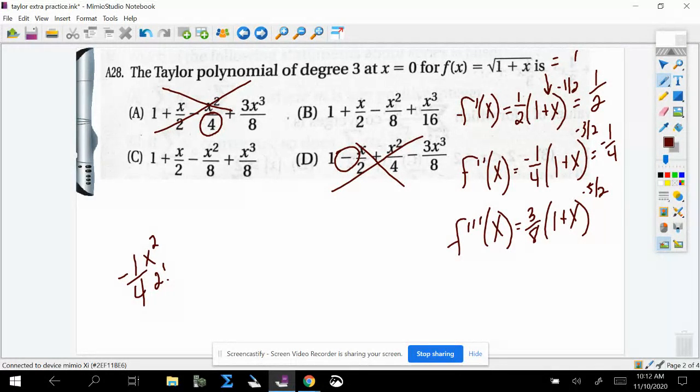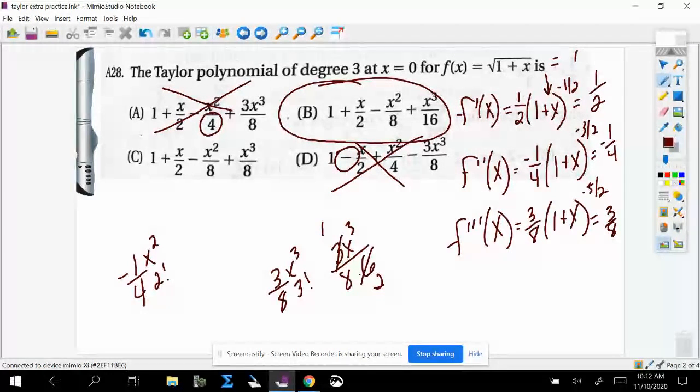Now I'm going to go to my last derivative. When I put 0 in, I'm going to get 3/8. So I'm going to have 3/8 x to the third over 3 factorial. That's 3x to the third over 8 times 6, 3 factorial being 6. That will reduce to 1/2. So we get x to the third over 16. Looking at the two choices I have left, the only one that has all of the right terms is B.